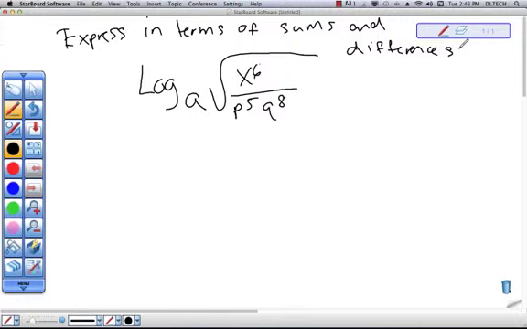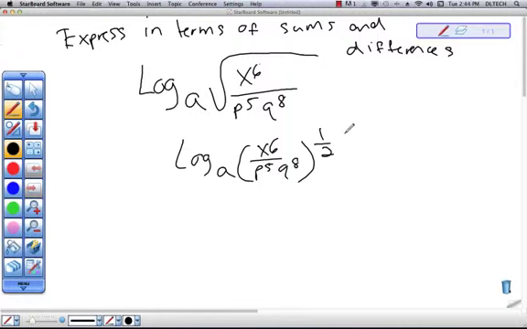Now the first step you're going to do is, instead of seeing it as the square root of all these variables, you're going to rewrite this, because taking the square root of all this is the same thing as multiplying each variable to the 1/2 power. So now the next step you do is using the product rule.